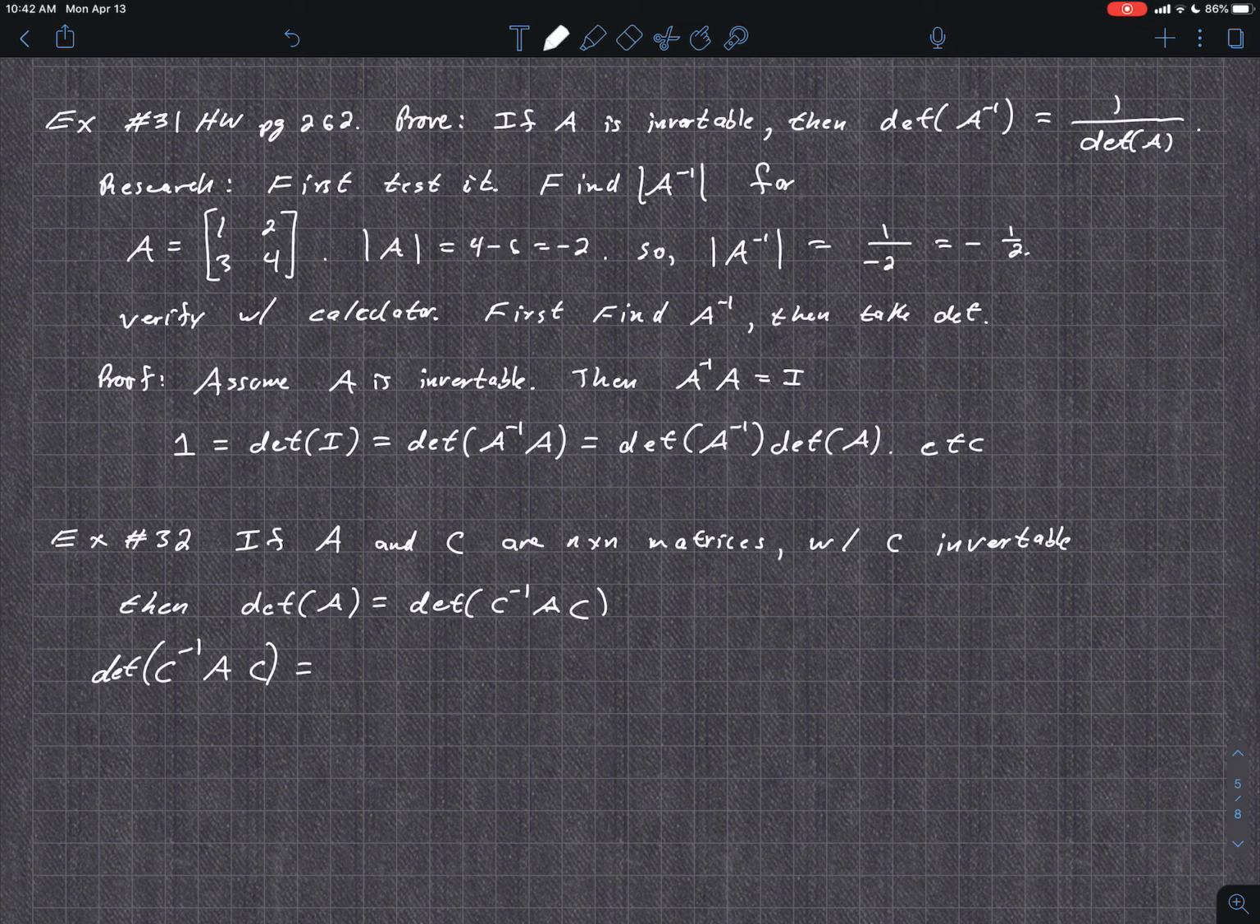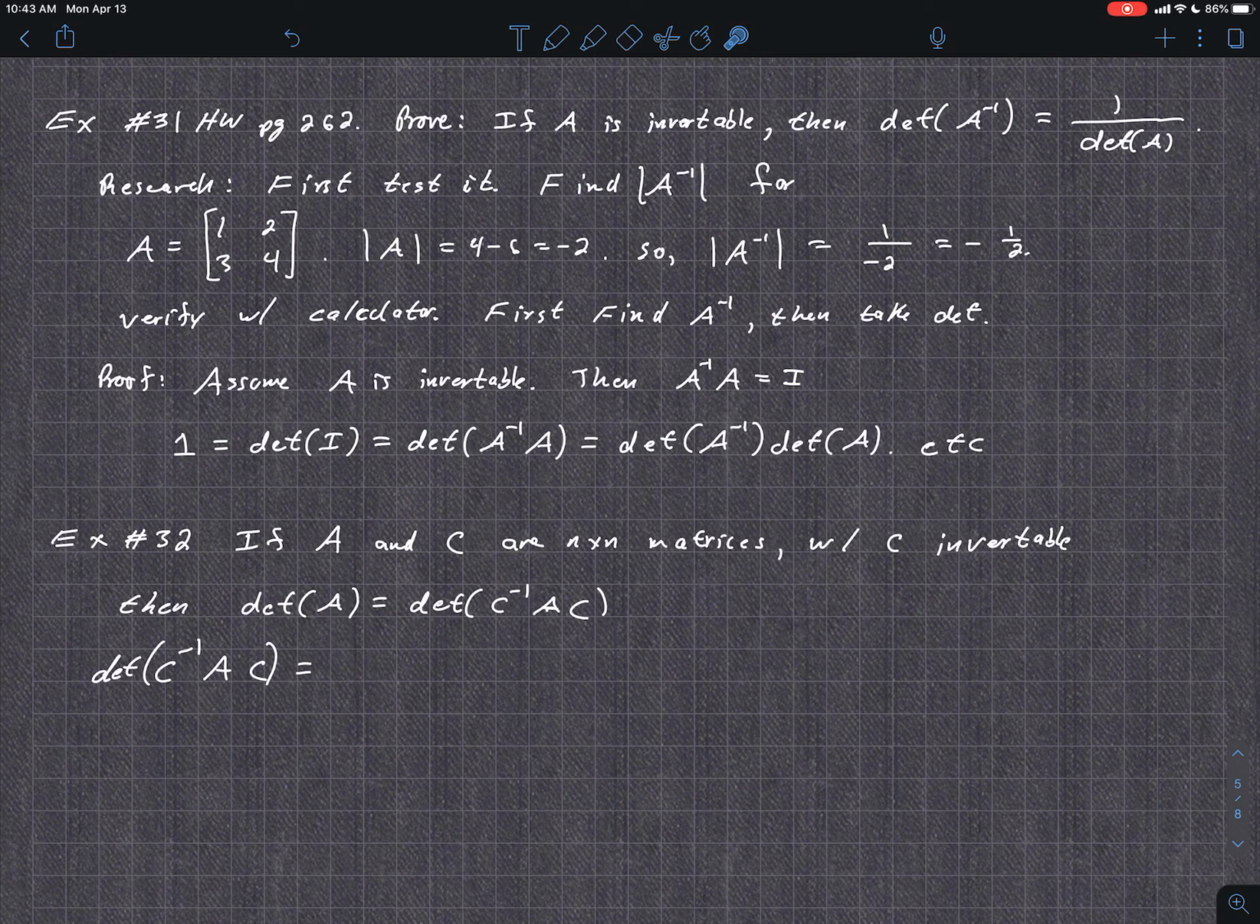There were not a whole lot of examples in that whole section, so I went ahead and did a couple to go over some stuff for you. So this is example number 31. It's homework page 262. It says prove if A is invertible, then the determinant of A inverse is equal to 1 over the determinant of A. Kind of a nice result.